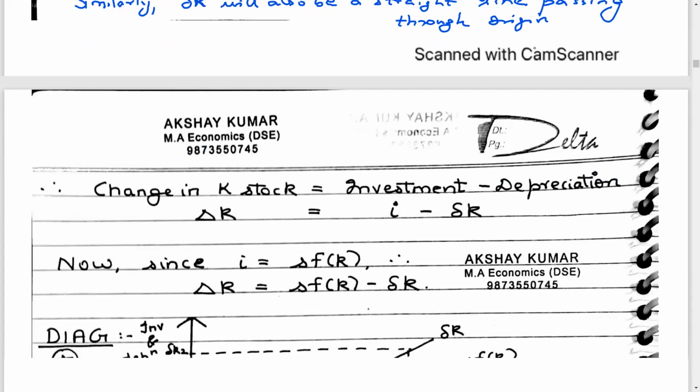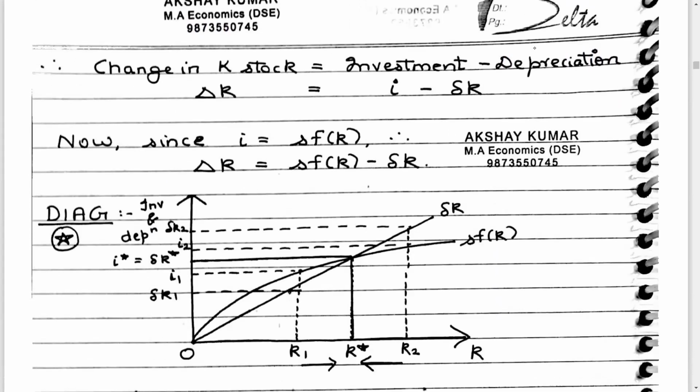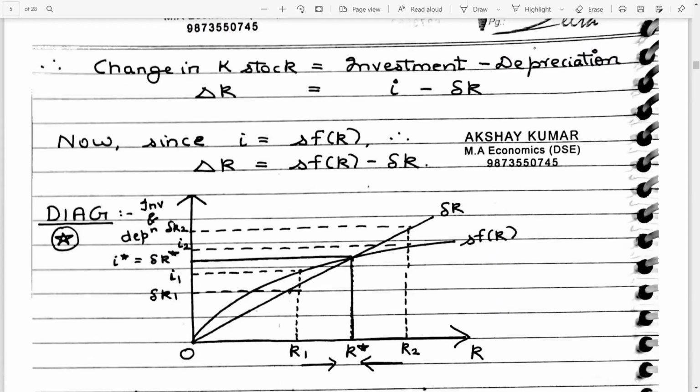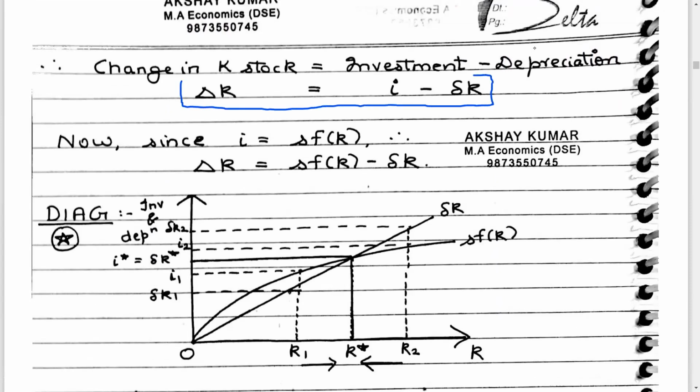Now guys, let's combine the diagrams. First, let's look onto the maths of it. So what is my change in capital stock? My change in capital stock is equal to the new capital which is added. New capital is added in the economy by the amount of investment, which is I, but some capital is wearing out every year by the amount of depreciation, which is equal to delta K. So I can say that my change in K is equal to the new capital I minus the capital which is wearing out every year given by delta K.